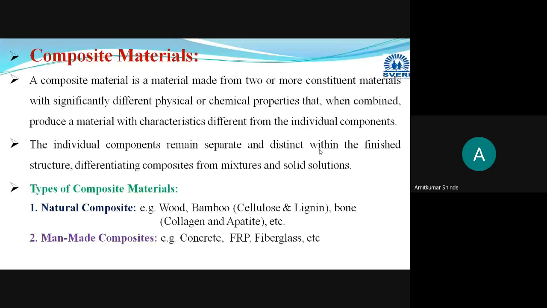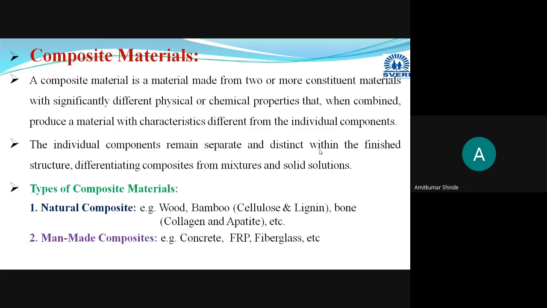Then, depending on their nature of existence, composite materials are classified into two types. Those that exist naturally, in existence by nature, are termed natural composites. As examples you can take wood. Then bamboo is considered an example of a natural composite. Then body bones are also considered natural composites.